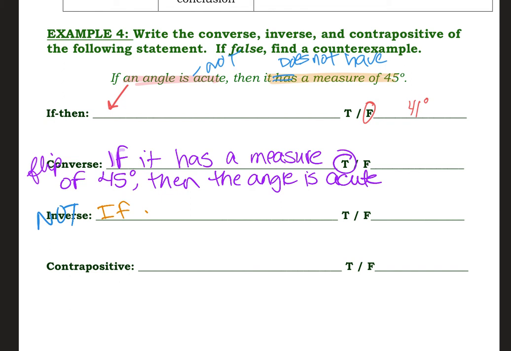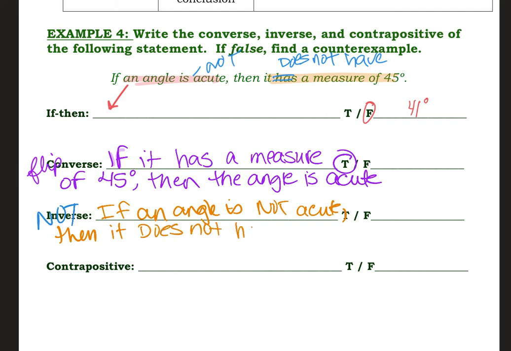If an angle is not acute, then it does not have a measure of 45 degrees. True or false? If the angle is not acute, then it cannot have a measurement of 45. That's true. Good. All right, you see how we already added the word nots up here and we already have them highlighted? All we have to do is flip them now.